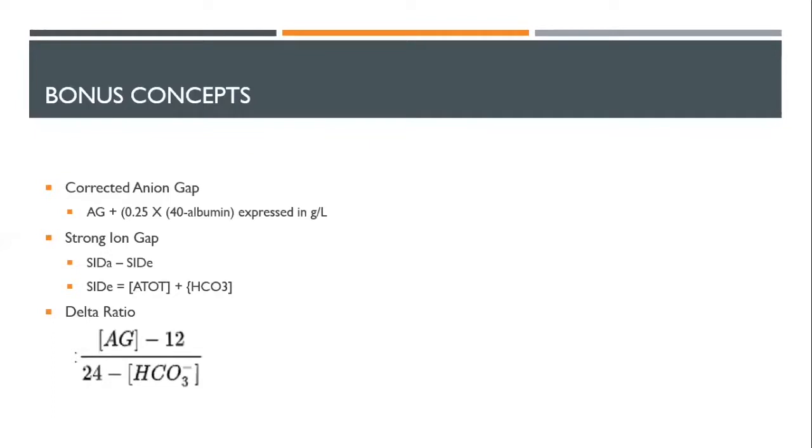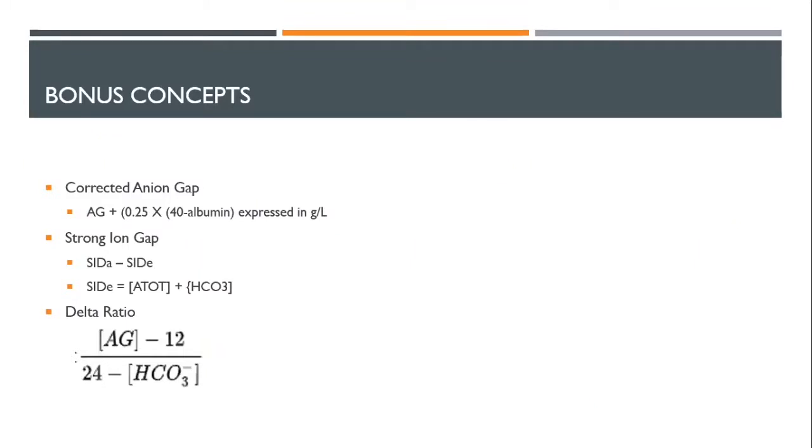Then you have something called a delta ratio. Just as a situation can exist where you have mixed disturbances from a metabolic and a respiratory component, you can have 2 different metabolic processes going on at the same time that are contributing to a disturbance. So you might have a high anion gap and a low anion gap process going on at the same time, and you can't account for the entirety of your metabolic disturbance by only one diagnosis. And then something called your delta ratio comes into account.